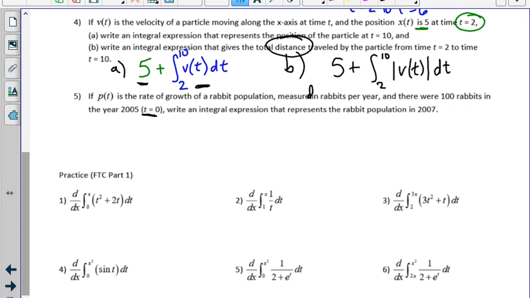So we're going to assume that 2005 has t equals 0. So we're going to take the integral from 0 to 2, because that would give me from 2005 to 2007. I'm going to do the integral of p of t dt. And then that will give me the net change in the rabbit population from 2005 to 2007. In order to get the actual amount of rabbits that we have in 2007, I have to take the net change and add 100. So that ends up giving me the answer for number 5.